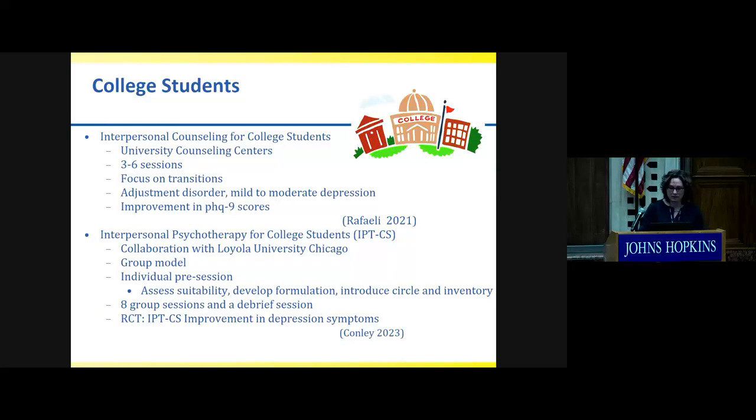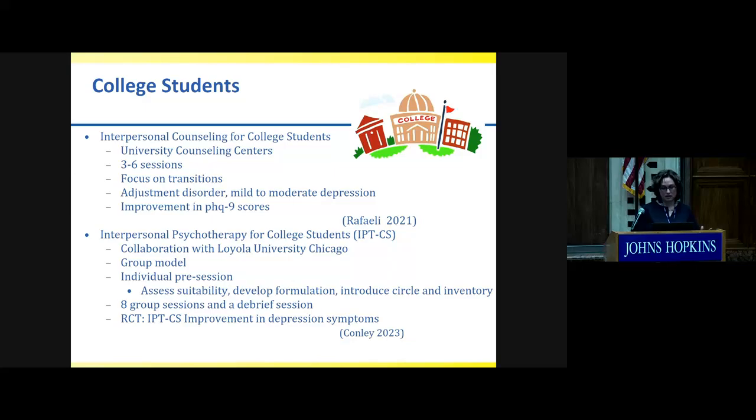I'm next going to talk about some adaptations for college students. As we all know, college is a time of transition, moving away from home, managing increasing autonomy and independence, having to live with roommates. College counseling centers have increasing numbers of students and limited resources, and in general, those with mild to moderate depression have longer to wait because those with acute severe depression and suicidality have to be seen first.